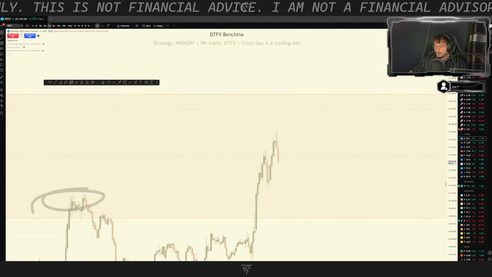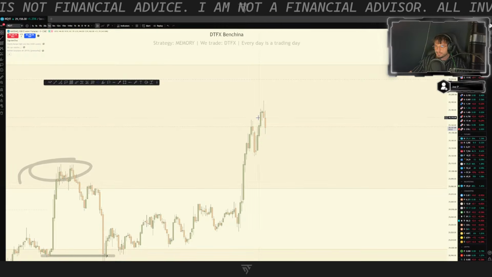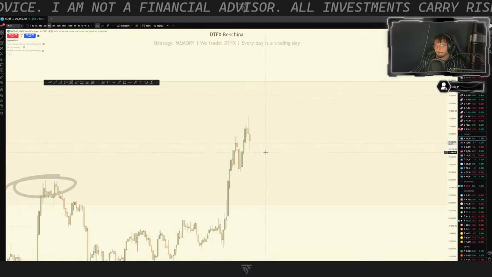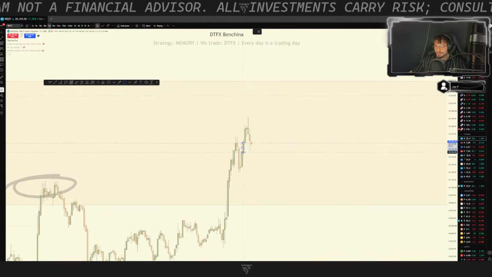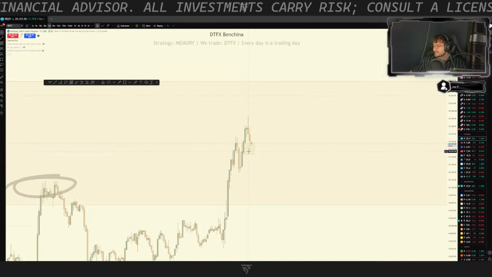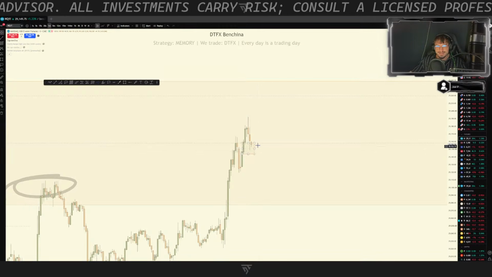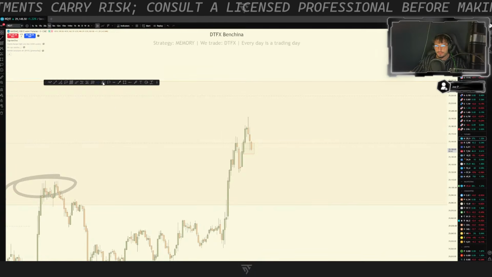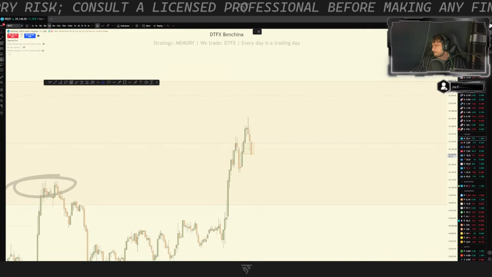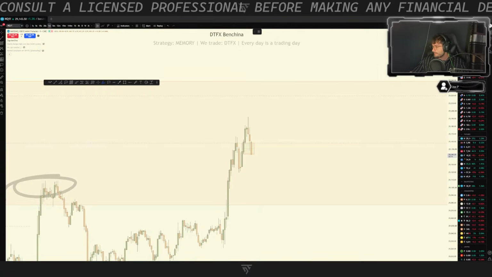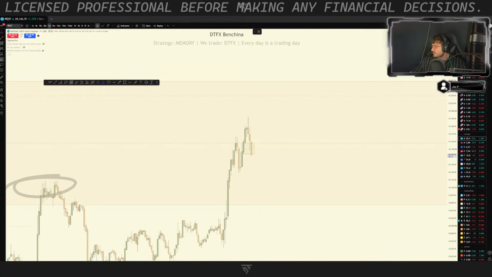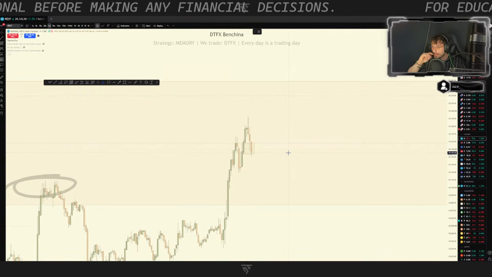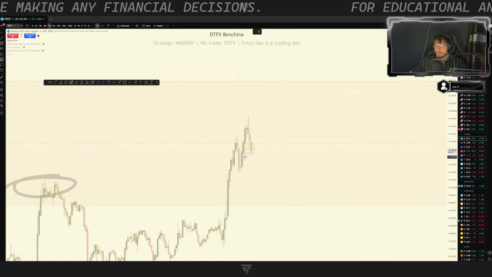So on the M1, slowly but surely making our way higher. Tapping that little fractal, probably an SNDR on the lower time frame. We've been streaming for half an hour already. This went by quick. So tapping that 50 now.